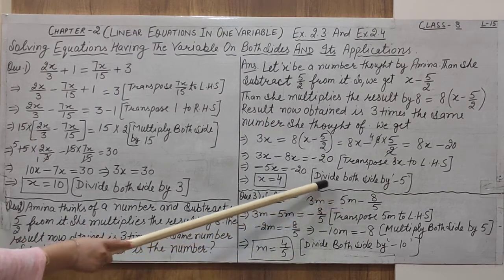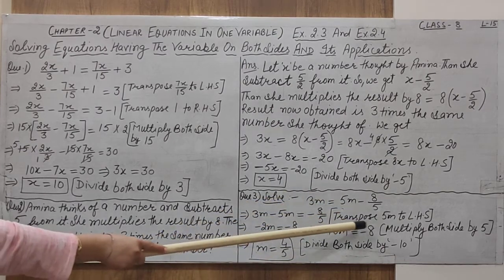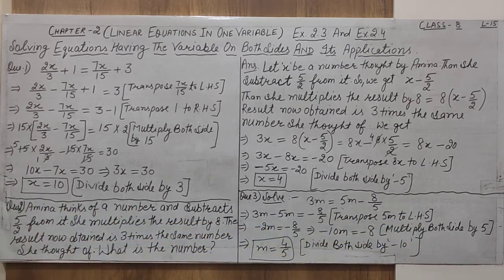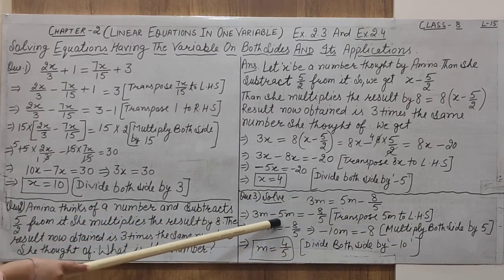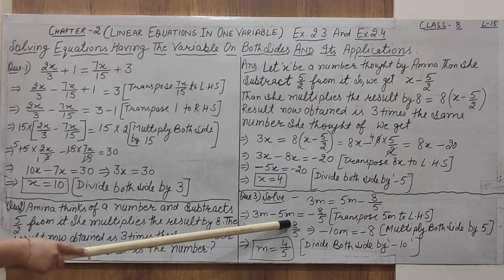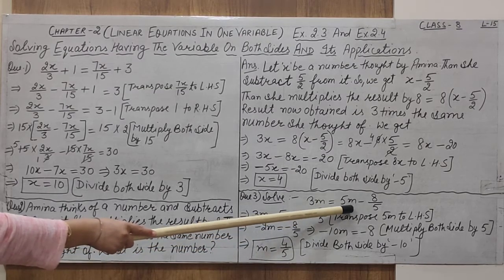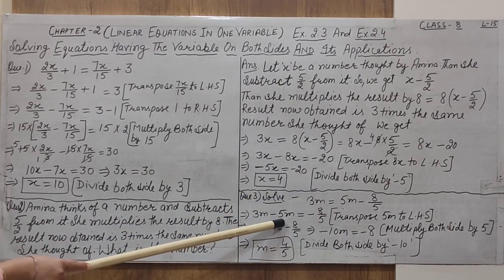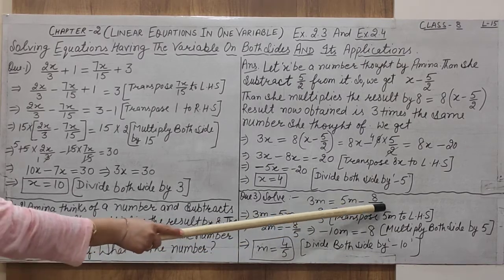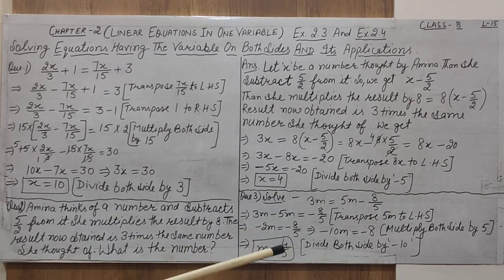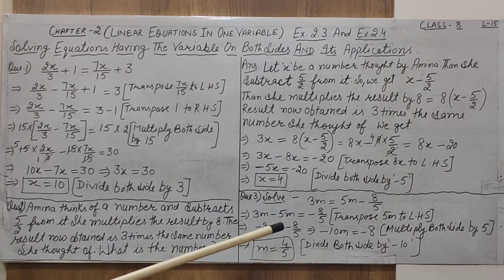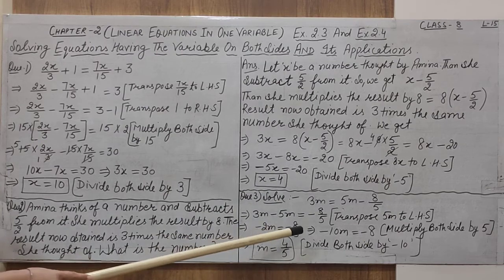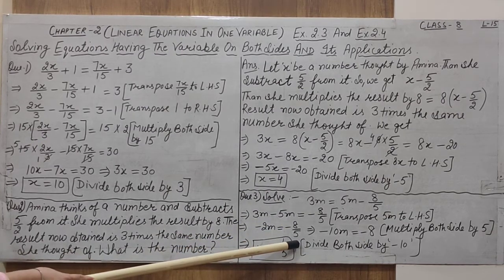Again, collect all the variables on one side. So, transpose 5m to the left hand side. 3m minus 5m. Because here 5m is positive, when it is transferred to the left hand side, we have to use a negative sign in front of 5m. Is equal to minus 8 by 5, that is present as usual with its negative sign. Next, 3m minus 5m, we get 2m is equal to minus 8 by 5.